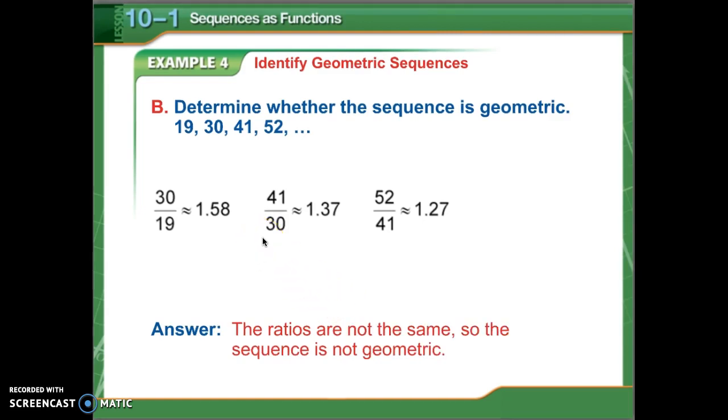However, I don't think they're going to mention this. If you look at the terms, there is a common pattern every time of adding. They're adding by 11 each time. So this would have been an arithmetic sequence, but it's not a geometric sequence.